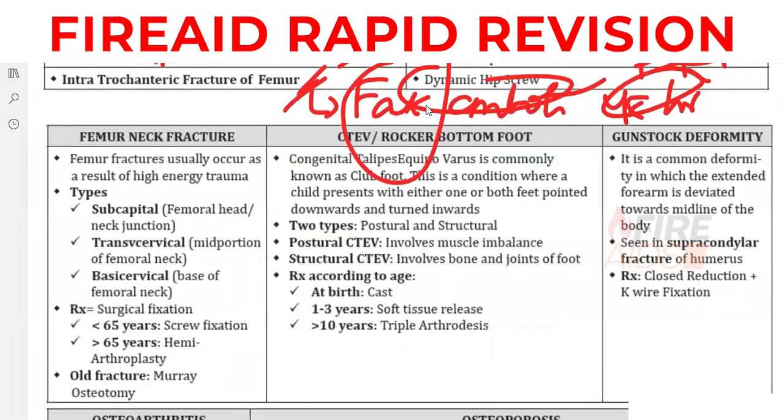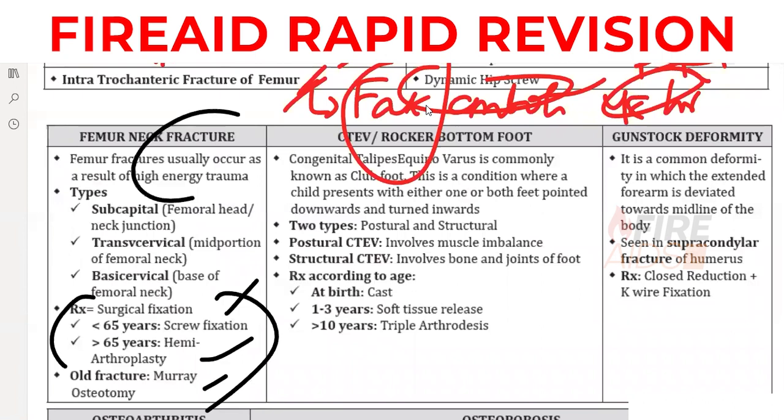When the femur neck is fractured, if the patient is less than 65 years, you're going to do screw fixation. But if the age is more than 65, that's why I said 60 to 70 is the age, you're going to do hemiarthroplasty. That's very important. But if the patient already had a fracture, so it's an old fracture in that area, then you do Marrow osteotomy. That's what you're going to do, Marrow osteotomy. So this is very important.